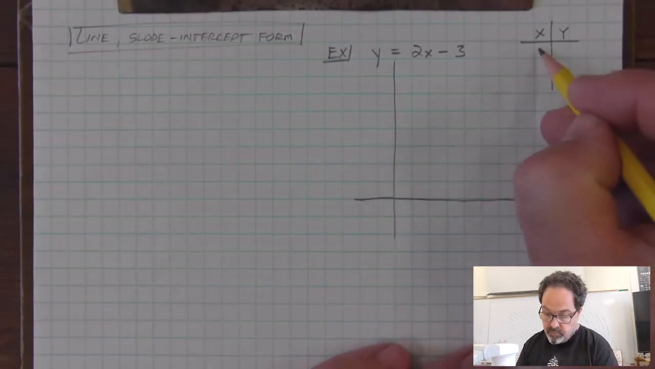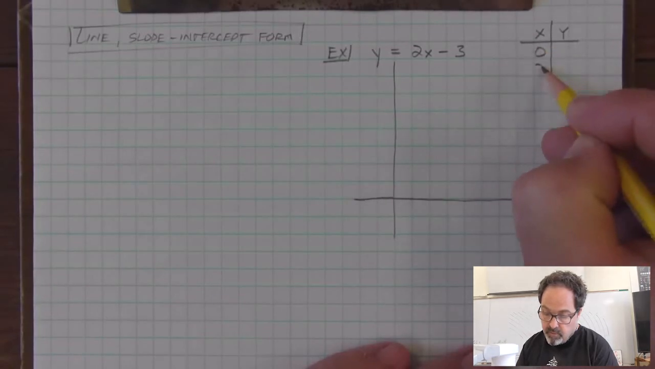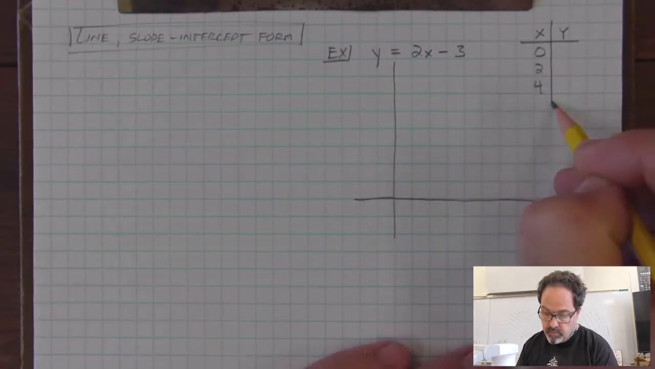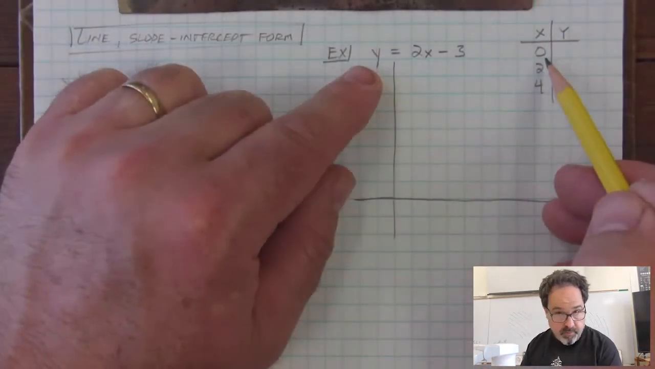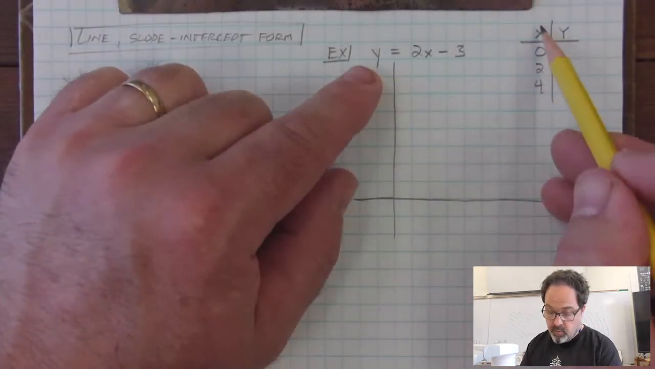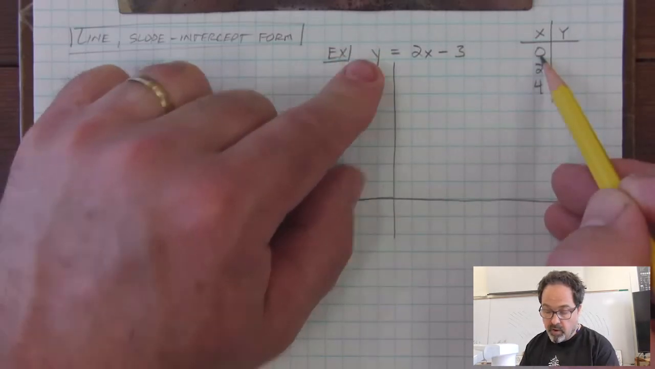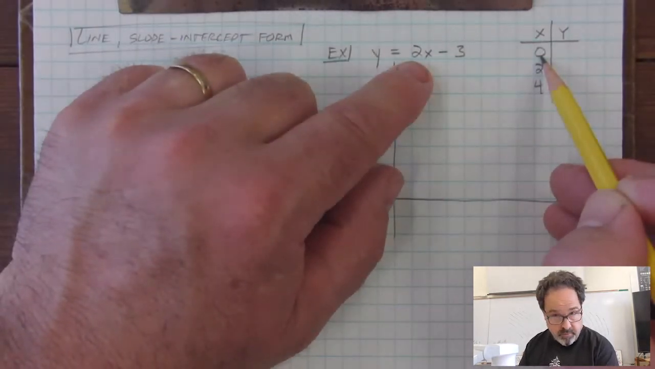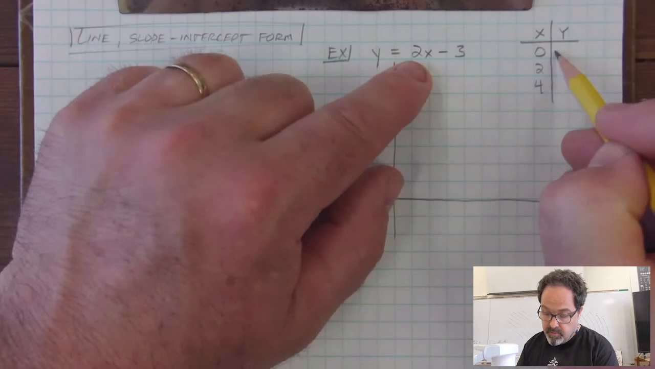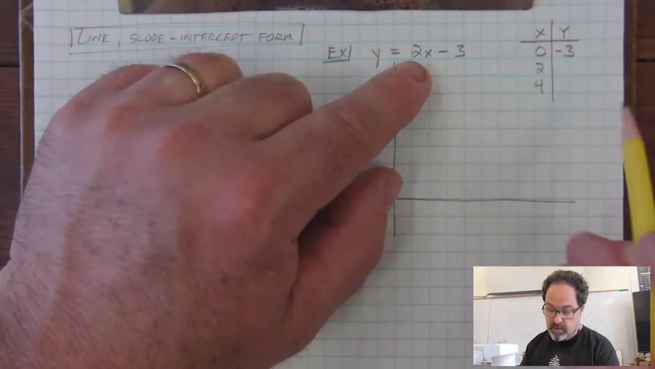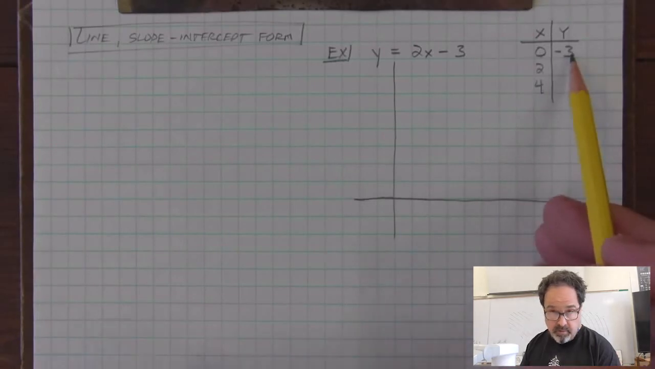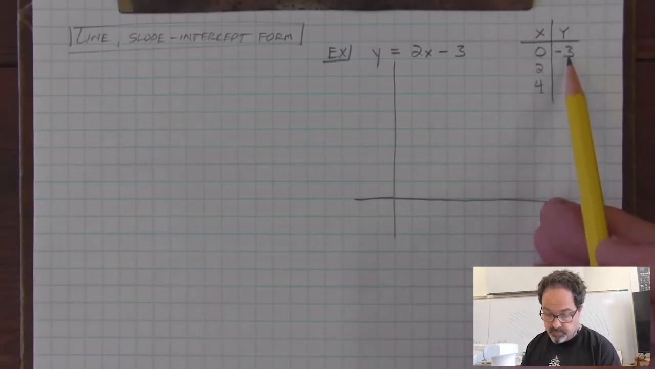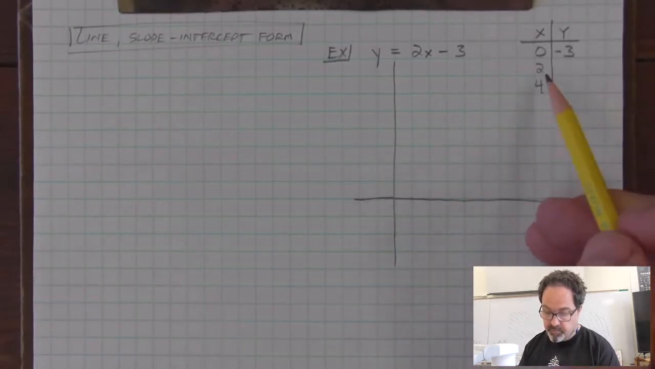I'm going to choose some values of x. I'm going to choose 0, 2, and 4. For each value of x, I'm going to use the equation to find the corresponding y. With my choice of 0 for x, y will be equal to 2 times 0, which is 0, and then minus 3 makes y negative 3. This becomes a coordinate in the table, 0, negative 3, that I can plot on my axes. I'm going to complete the table first.